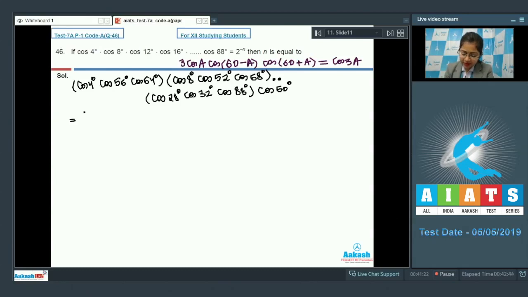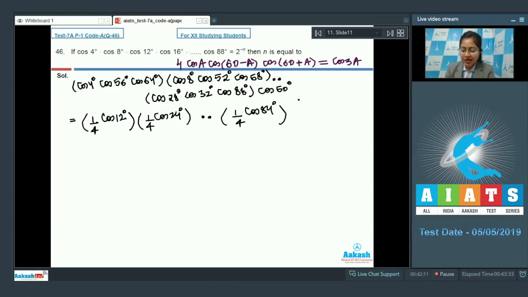Right? Now, writing it as per the given formula, this can be written equal to 1 by 4 times cos 12 degrees. From here we will get 1 by 4 times cos of 24 degrees, and so on. We will get up to 1 by 4 times cos of 84 degrees, and cos 60 degrees can be written as 1 by 2. So this is equal to 1 by 4 raised to the power 7 multiplied with 1 by 2. Next we have cos 12 degrees.